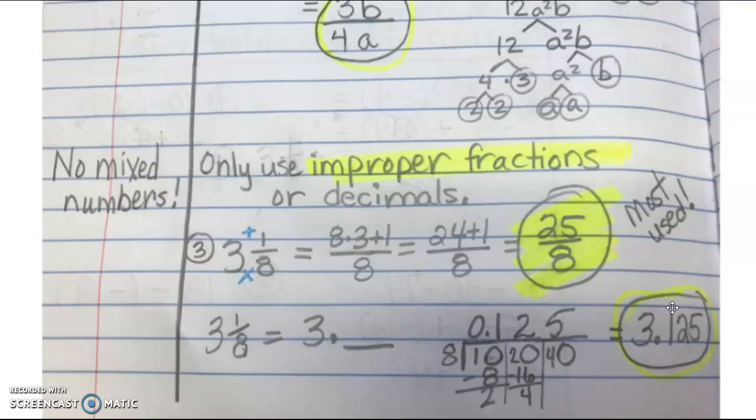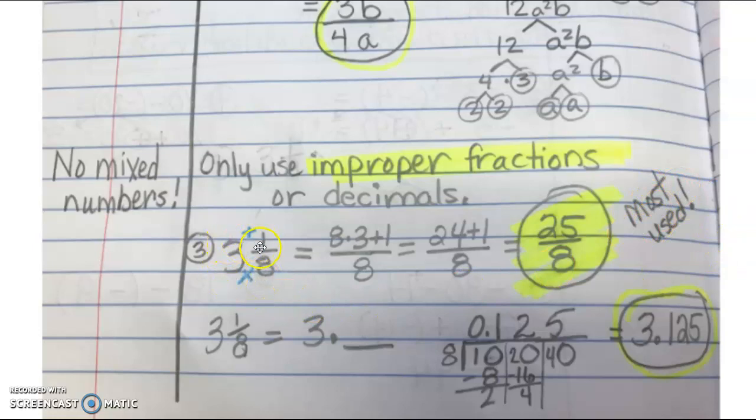All right, no mixed numbers. Mixed numbers shall not exist in high school math. It just isn't done. I don't want you going to high school looking like you still an elementary, middle school student. So what I'm going to make you do is use improper fractions or decimals. Get in the habit now. This is what's going to help you the most.